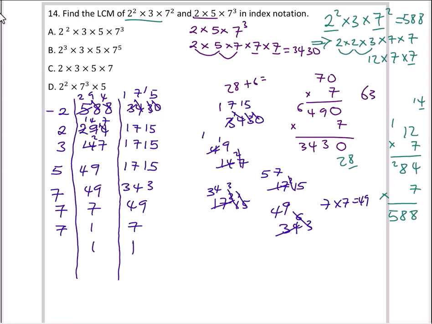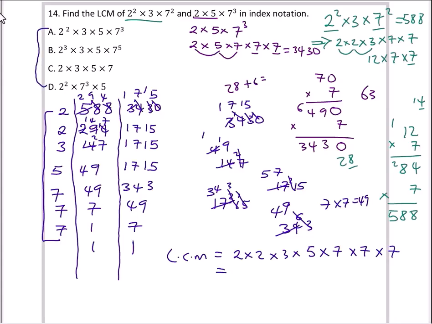Let's take the values you have from this point. So LCM is equal to 2 multiplied by 2 multiplied by 3 multiplied by 5 multiplied by 7 multiplied by 7 multiplied by 7. So let's write it in index form, because our answers are in index form. So this is 2 squared multiplied by 3 raised to power 1, then multiplied by 5 raised to power 1 multiplied by 7 raised to power 3, which is the same thing as 2 raised to power 2 multiplied by 3 multiplied by 5 multiplied by 7 raised to power 3.